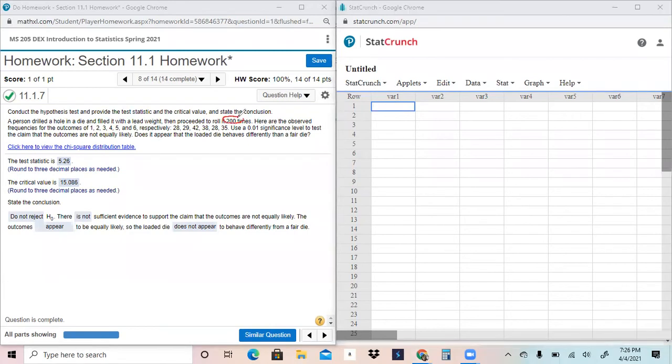Those are the things that a die could land on. After rolling it 200 times, he tried to fill it with a lead weight to throw it off, and then roll it 200 times, and he got, I'm just going to add these in, 28, 29, 42, there were 42 threes, 38 fours, 28 fives, and 35 sixes.